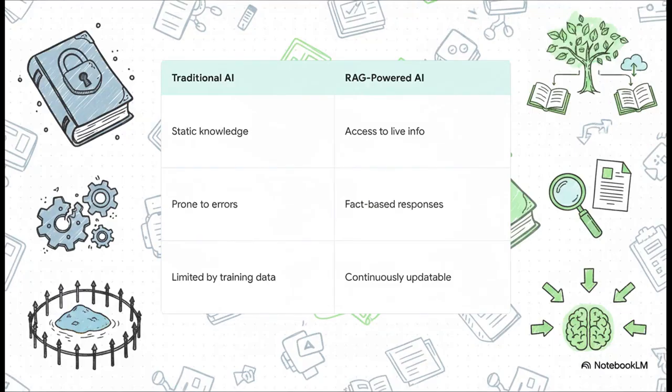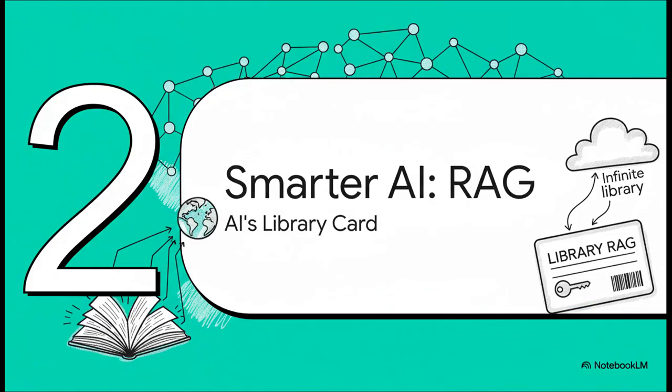And this little chart really lays it all out. On the left, you've got your traditional AI, its knowledge is static, it's prone to making stuff up, and it's totally shackled to its original training data. But on the right, you see the new way, a RAG-powered AI. It can access live info, which means it gives fact-based responses, and you can update its knowledge base whenever you want.